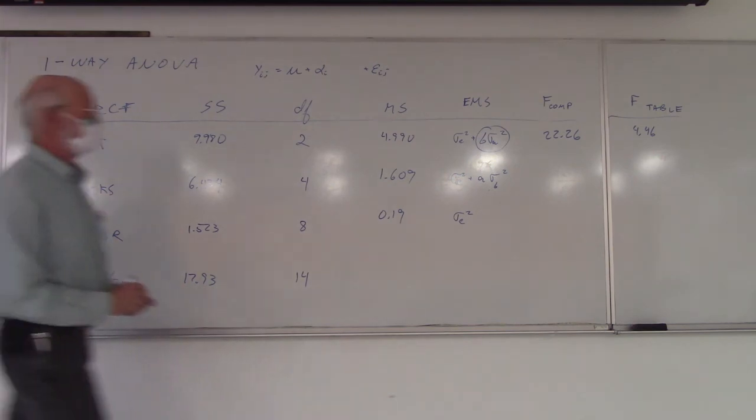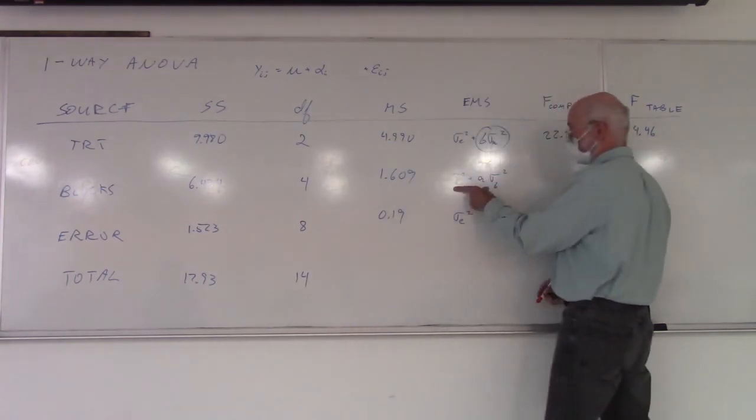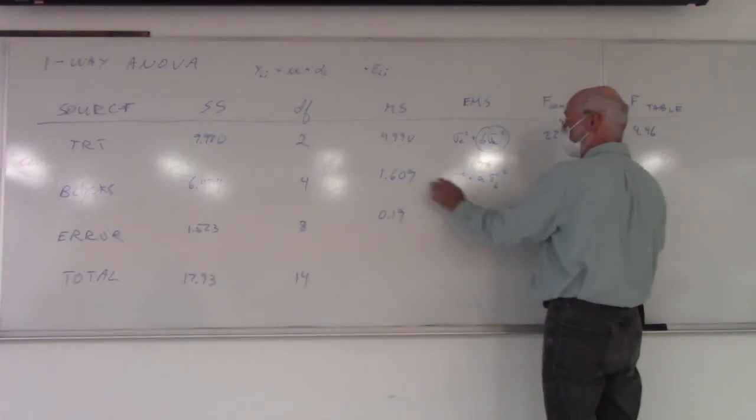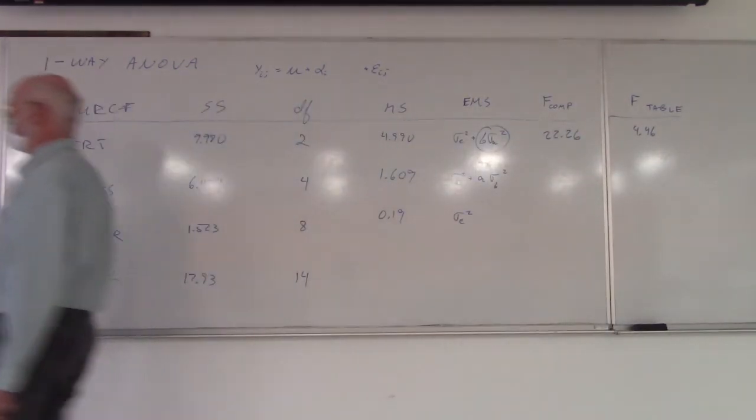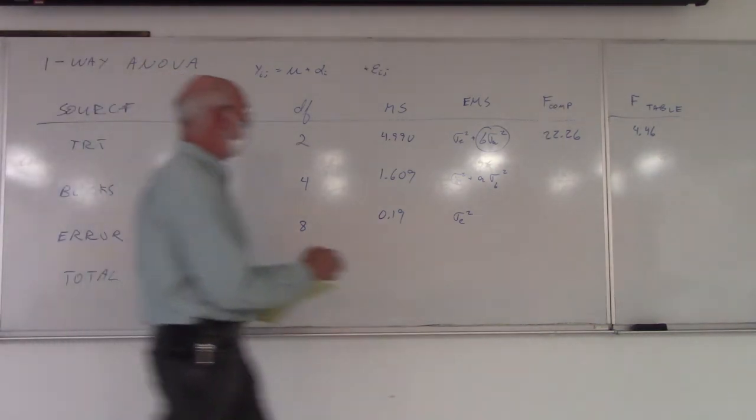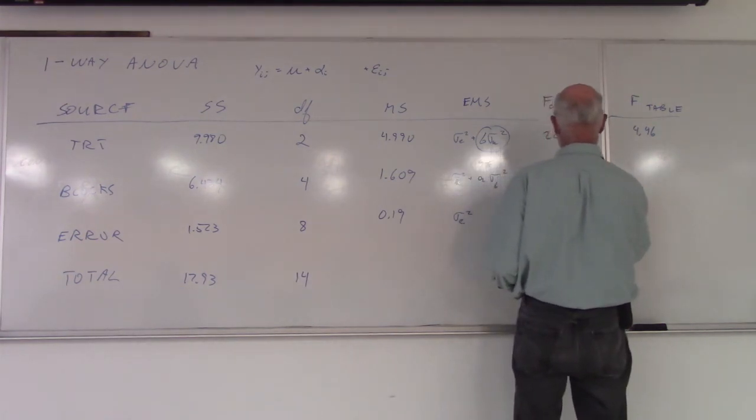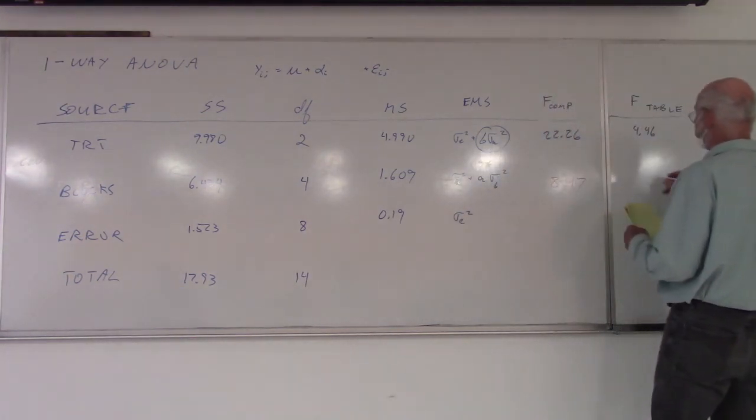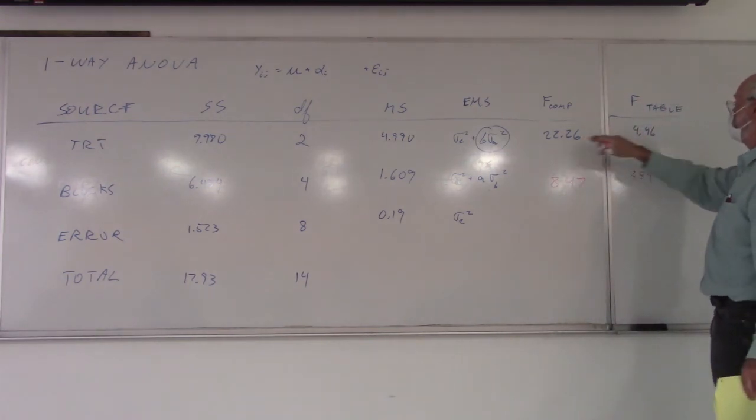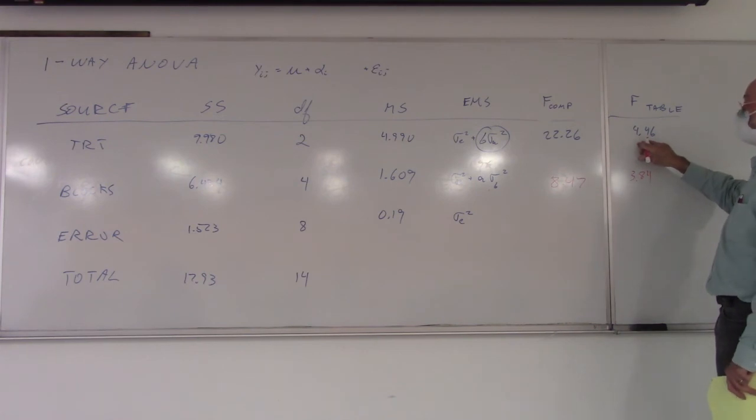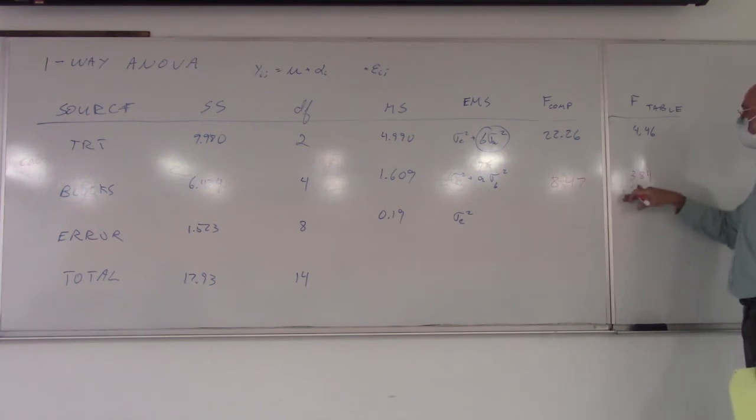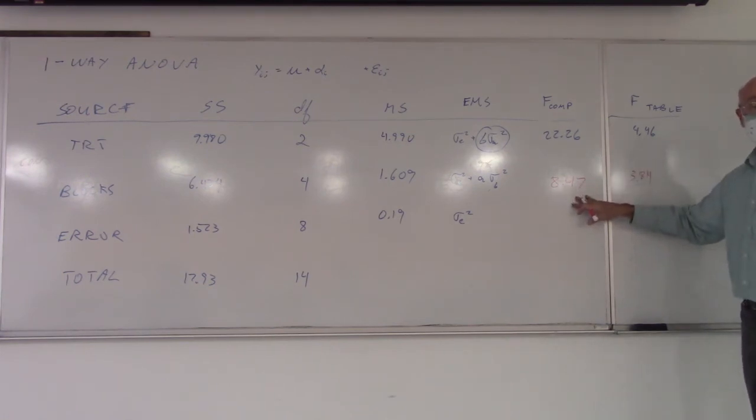I'm going to take this sigma squared, divide it by that to isolate sigma b. That is going to give me 1.609 divided by 0.19, and that value is going to be 8.47. And the table value there is 3.84. Because 22.26 is bigger than 4.46, I know that I have a significant treatment effect. And because 8.47 is bigger than 3.84, I have a significant block effect.